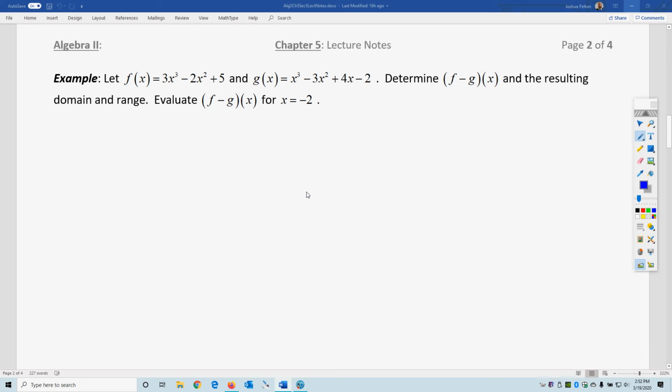Professor Pelton. This is Algebra 2, Chapter 5, Section 5, Function Operations. We're going to start off on page 2. This is part 2 of the video.